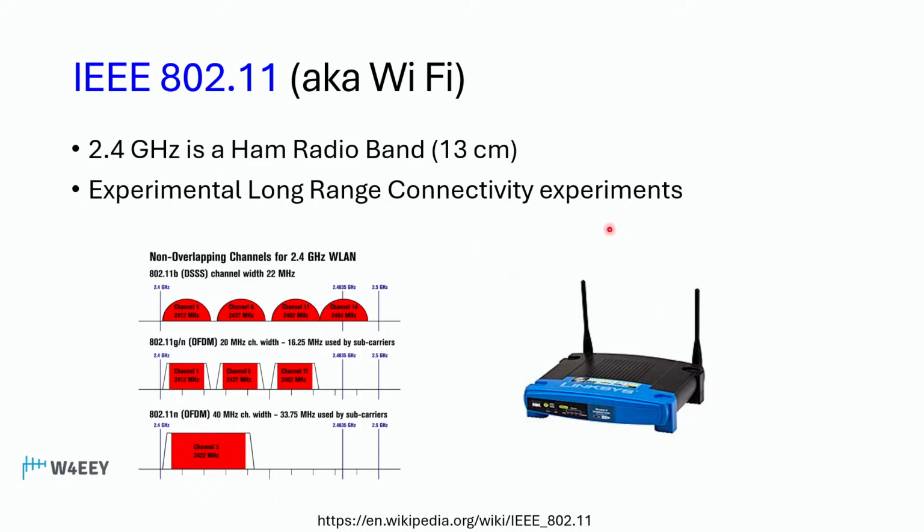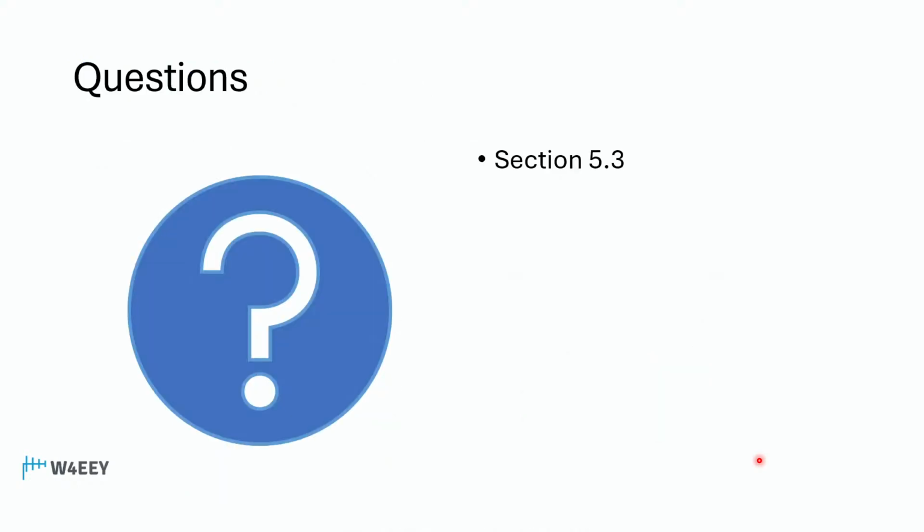2.4 gigahertz Wi-Fi is a spread spectrum type of transmission. We won't go into detail on that here in the technician class, but we talk more about it in the general and the extra class. All right, here's some questions.